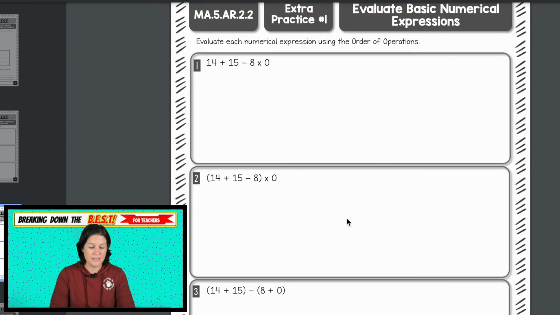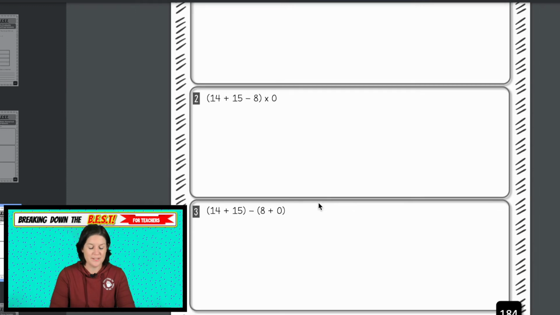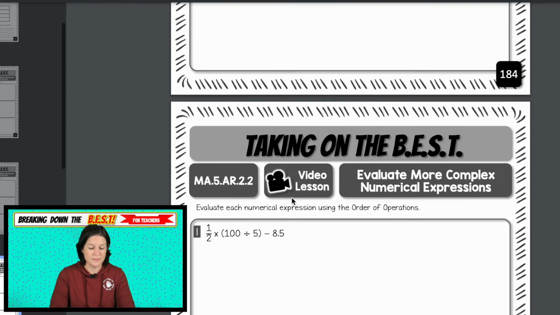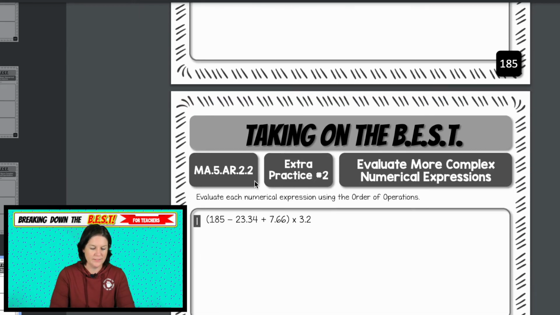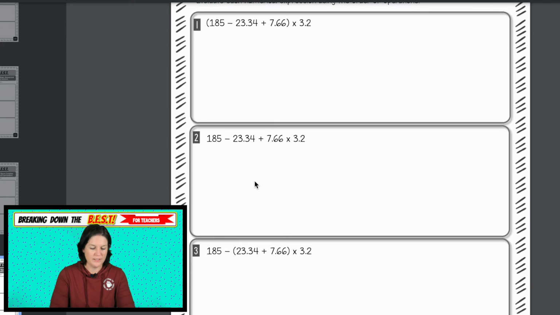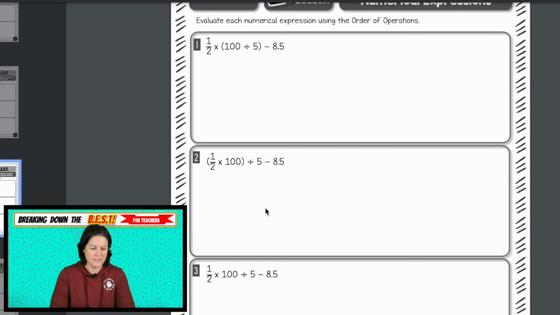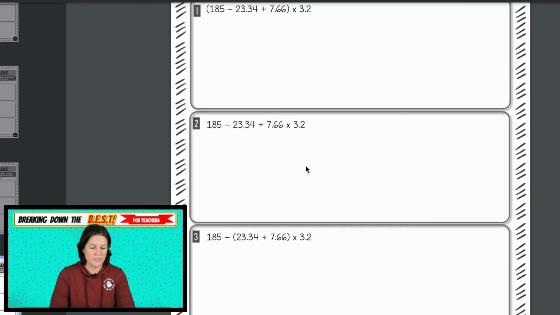Then we have extra practice. Same kind of thing, same numbers, same symbols, same operations, different position of the parentheses placement. Here's another video lesson, same kind of thing, right? And more complicated with decimals. So we had fractions and a decimal here, and just decimals over here.